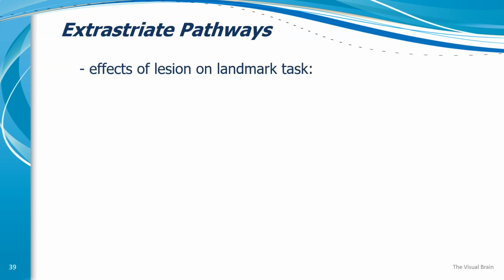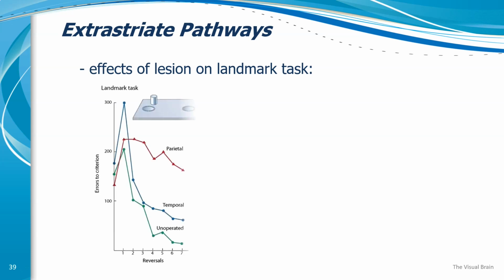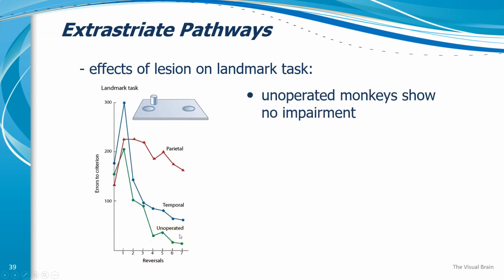Let's go to the landmark task, which just by its very nature seems to be a more difficult kind of task. So there is a lot more going on here. So they also had a control group, unoperated monkeys, and that is this line here. This is our kind of frame of reference. Okay, this is the best that monkeys can do. Everything else has to be compared to that.